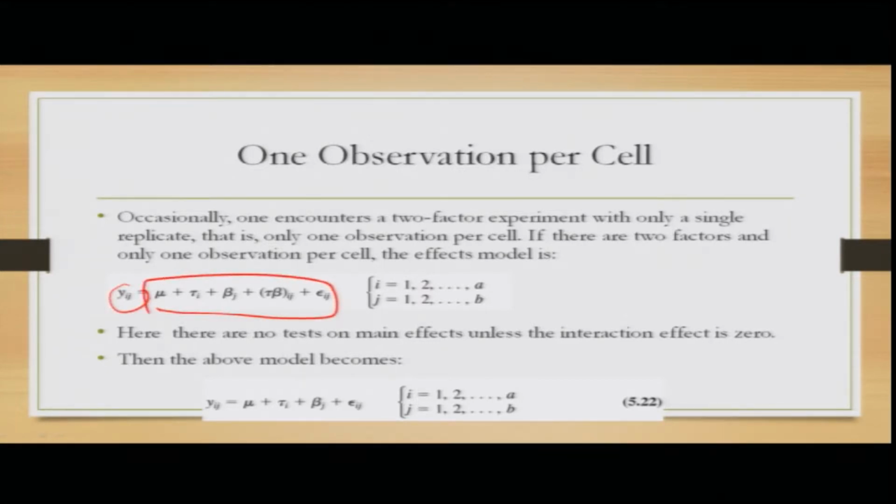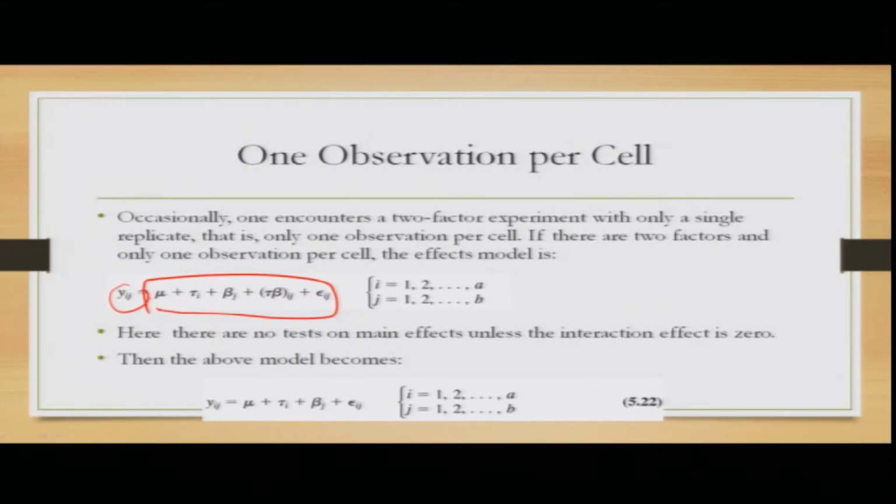The equation remains the same, which is mu, the overall average, plus tau i, obviously the effect for only the rows, which is factor A, plus beta j, which is the effect corresponding to factor B, along the columns, plus tau beta suffix i j, which is basically the combination of the combined factors A and B, and obviously epsilon i j would be there, not epsilon i j k, because k is basically not varying.